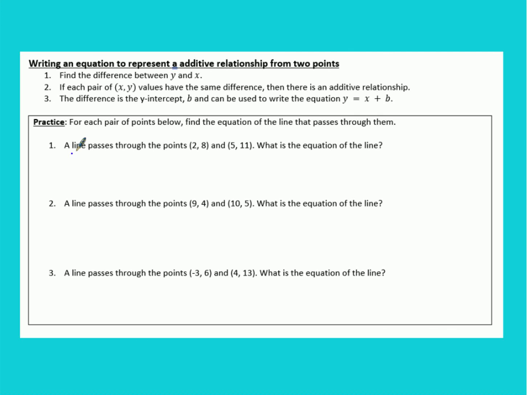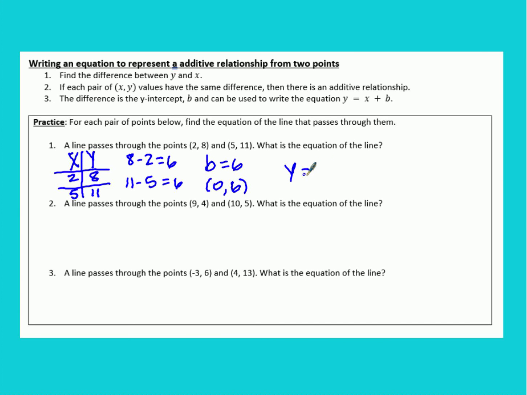So one way that you could do this would be to write an x and y table of these values. So to do that, our first point would be (2, 8), and then our next one would be (5, 11). And then you can do what we did before where we had our table and we had to find the difference. So we would do 8 minus 2, which is 6, and 11 minus 5, which is 6. That would mean that b equals 6, or our y-intercept would be (0, 6), and that means that our equation is just y equals x plus 6.